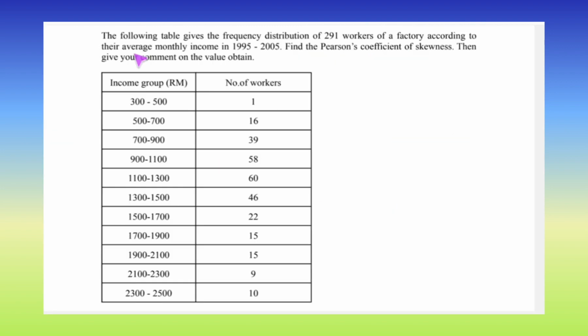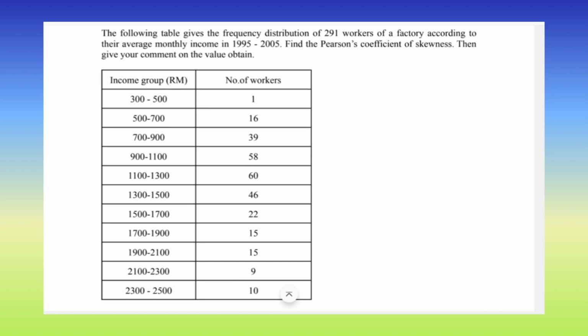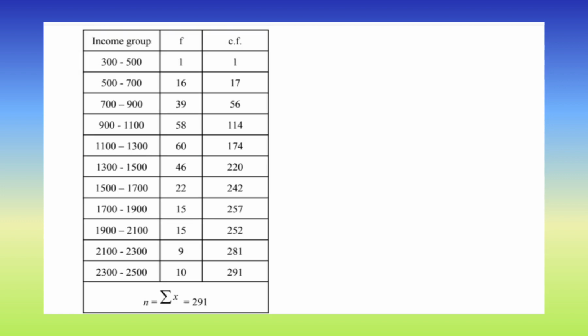Okay, next example. The following table gives the frequency distribution of 291 workers of a factory according to the average monthly income from 1995 until 2005. Find the Pearson coefficient of skewness. Give your comment on the value obtained. Firstly, based on the data given, we need to find the cumulative frequency F, because we want to find the median.